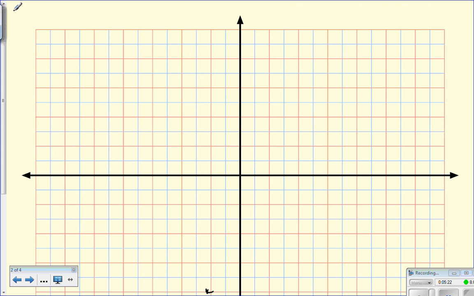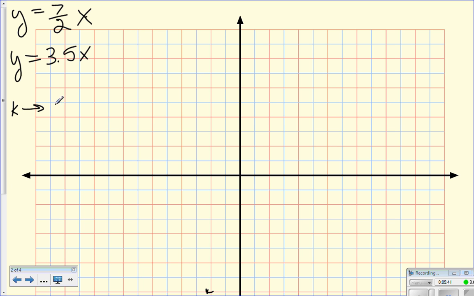And so those equations were y equals 7/2 x, y equals 3.5x, same thing. But let's look at the 7/2 x first. 7/2 is my slope. If you remember, the k value is the same thing as your slope. And so a direct variation equation always goes through the origin, or 0, 0. And now with 7/2, we're going to go up 7, 2, 4, 6, 7.